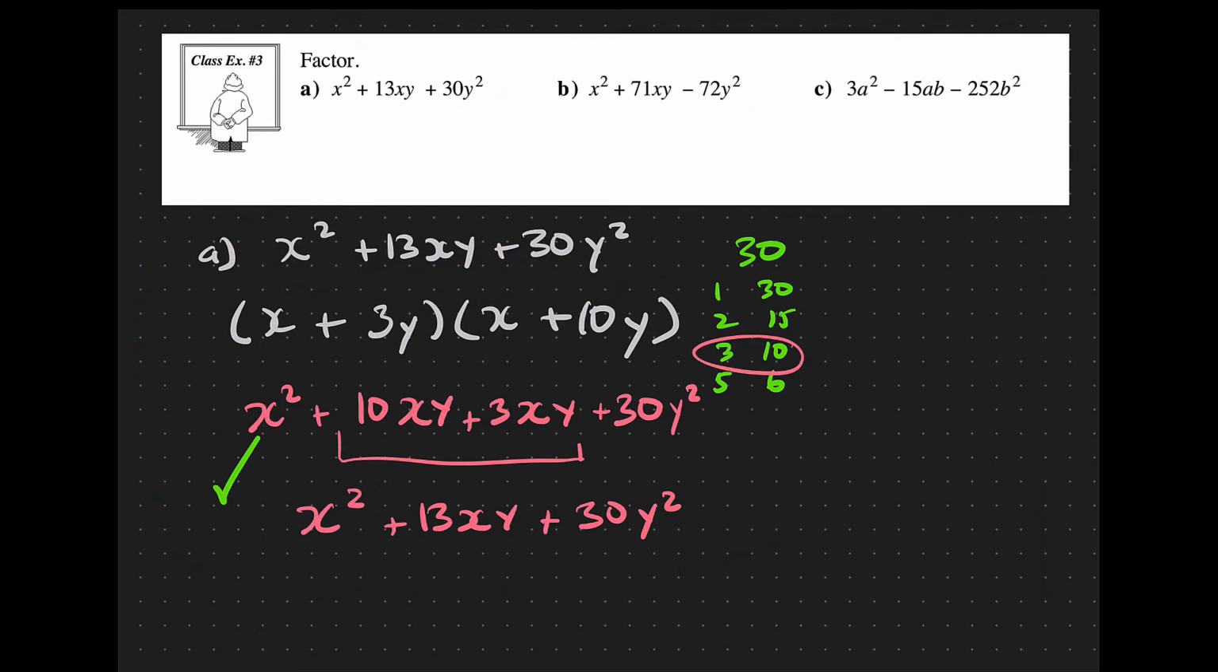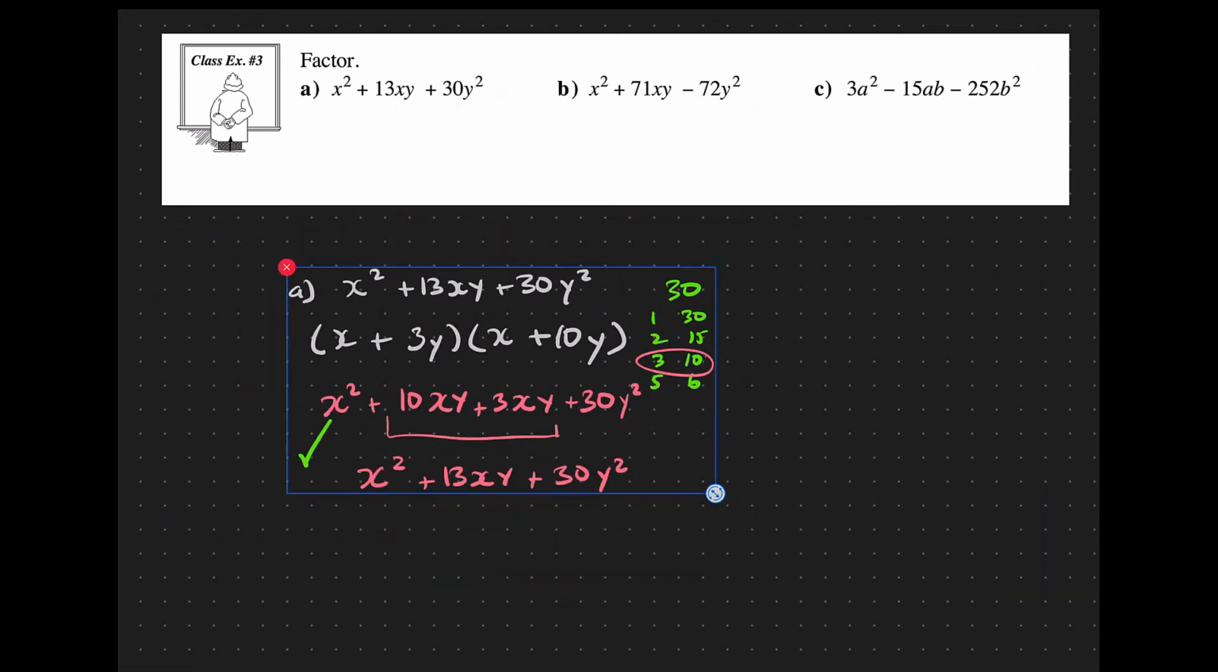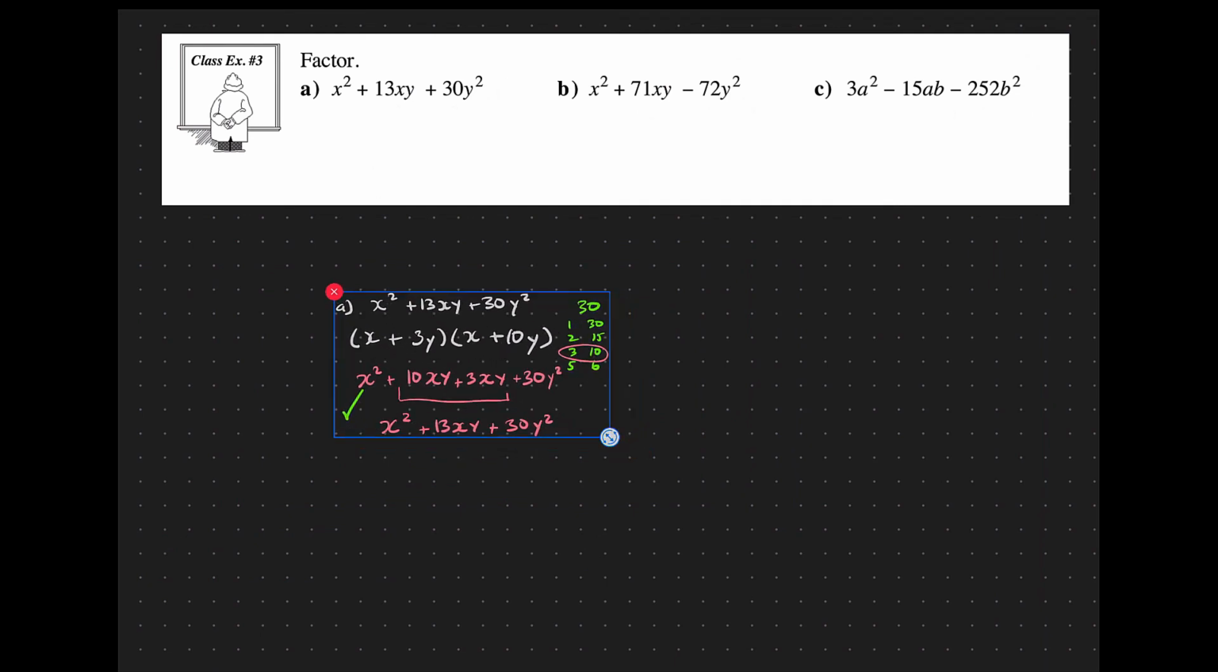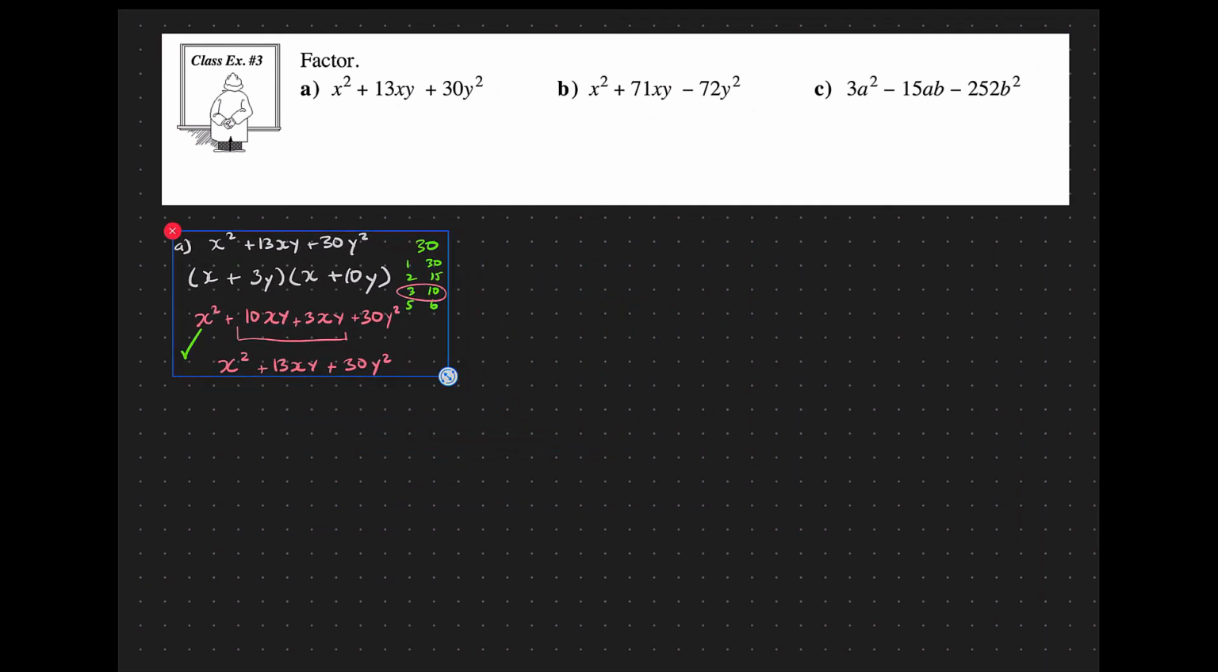Excellent. Now the other two are pretty much the same as that, except if you sort of inspect example C right there, you can see that it's not in that form: ax squared plus bx plus c. No, it's got that 3 in front. So let's work our way there.